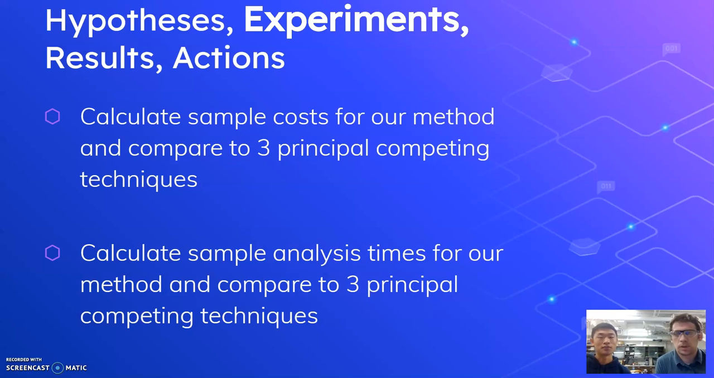Yeah, so since the last update, we added two new experiments. The first one is to calculate sample costs for our method and compare it to three different competing techniques. This is to ensure that our sample costs are lower than the other techniques, which is one of our main selling points. Another one is to make sure that our sample analysis times are lower than three principal competing techniques. This will also be a very big unfair advantage for us because we'll be able to analyze other samples faster.